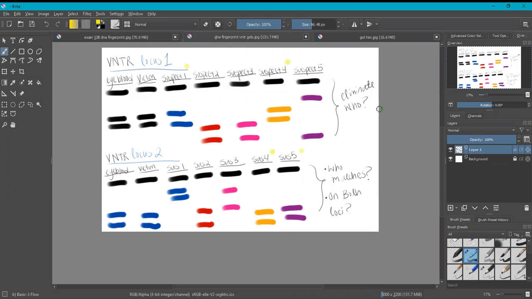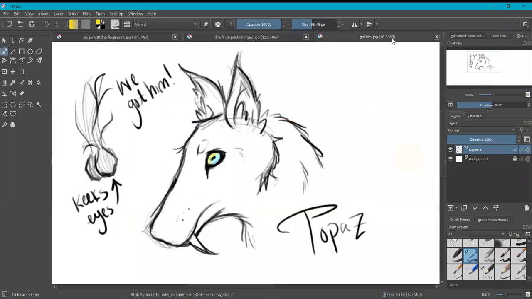Now I can see that suspect number 4 matches in both VNTR loci, and thus is the thief. It isn't 1 or 5 because they only matched in one locus and not in both, like suspect number 4. Now, who was suspect number 4? That's right, it was Topaz, who stole Keek's eyes.